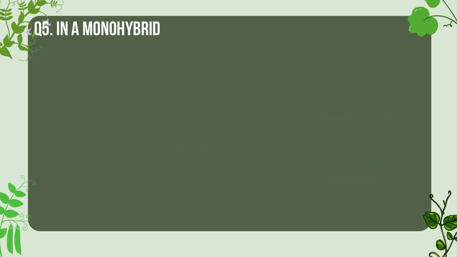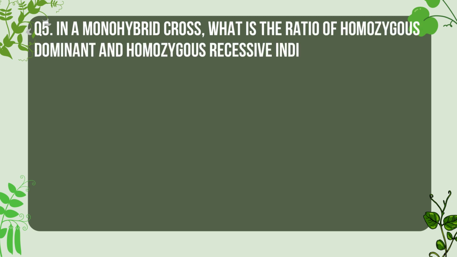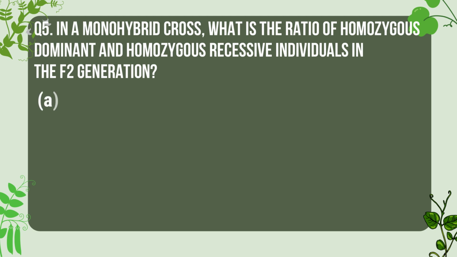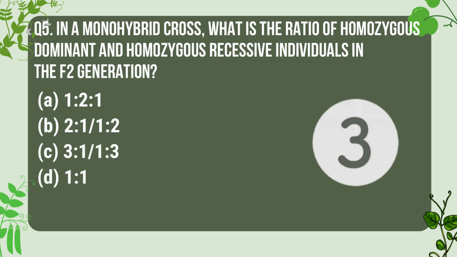In a monohybrid cross, what is the ratio of homozygous dominant and homozygous recessive individuals in the F2 generation? A. 1 ratio 2 ratio 1. B. 2 ratio 1 / 1 ratio 2. C. 3 ratio 1 / 1 ratio 3. D. 1 ratio 1.